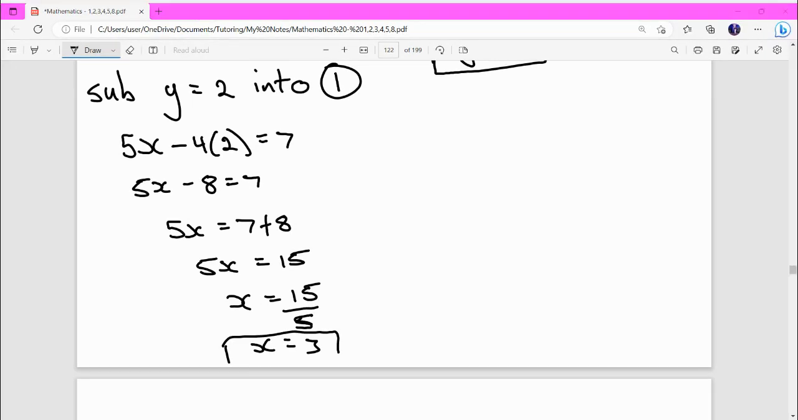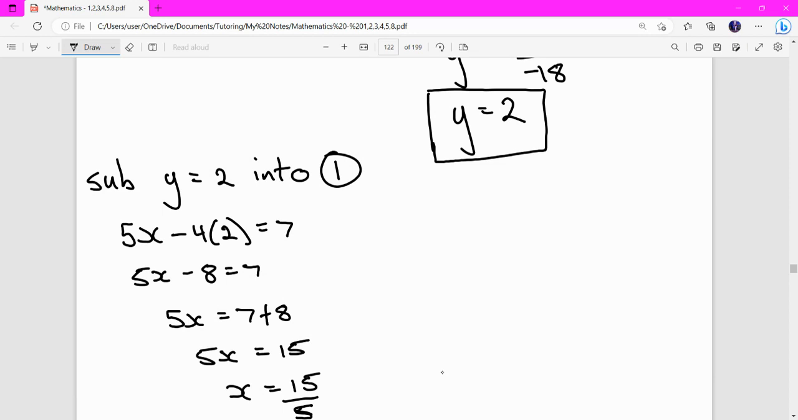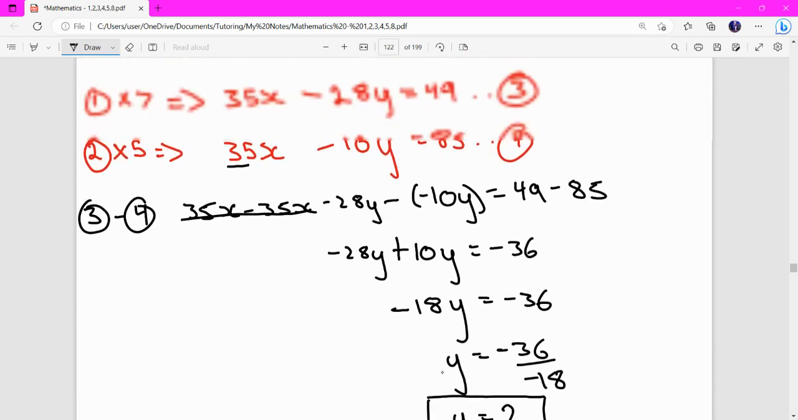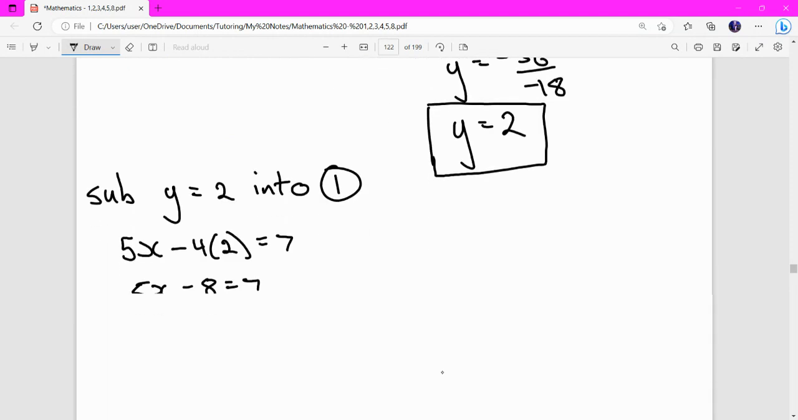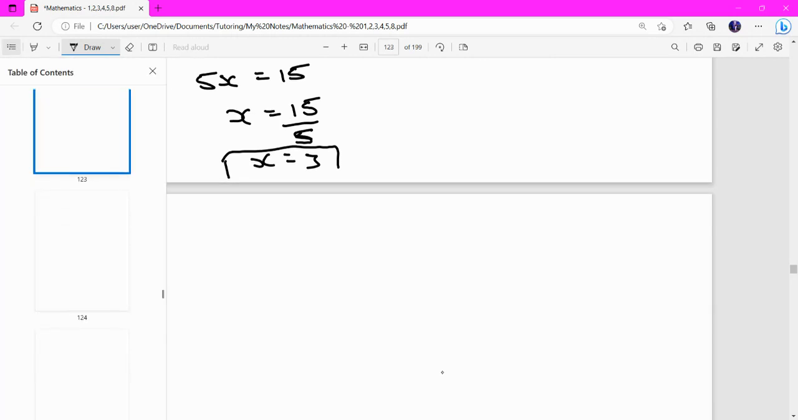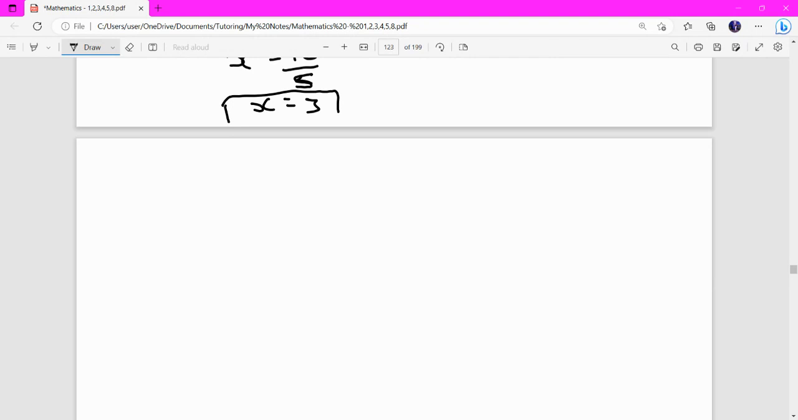So that's it. Alright, so let's plug in. Okay, so we get y is equal to 2, and we get x is equal to 3. Now, to see if you are correct, let's plug in those values into our two equations.